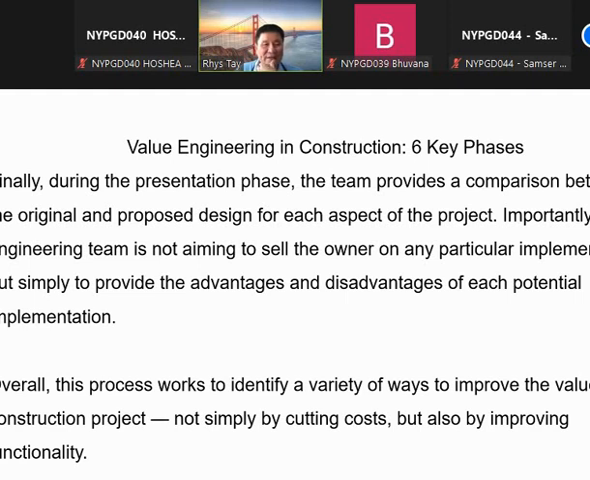Right. So finally, you do a presentation, seek the management approval, seek the owner approval, then you go ahead with the implementation. So overall, the process works to identify various ways to improve the value of a construction project, not simply by cutting costs, but also improving functionality. That means the window, in this case, becomes a better window panel. You will prevent sunlight from going through, so your aircon will not operate on high energy, right? So all these things you have to take into consideration.